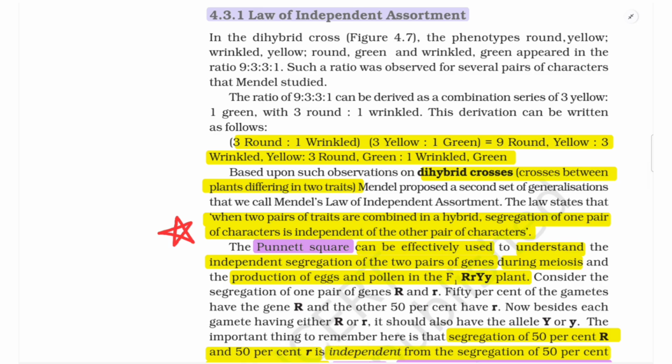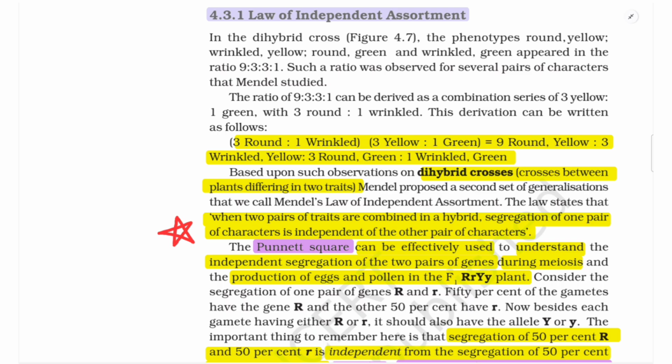4.3.1 Law of Independent Assortment. In the dihybrid cross, figure 4.7, the phenotypes round green and wrinkled green appeared in the ratio 9:3:3:1. Such a ratio was observed for several pairs of characters that Mendel studied. The ratio of 9:3:3:1 can be derived as a combination series of 3 yellow is to 1 green with 3 round is to 1 wrinkled.